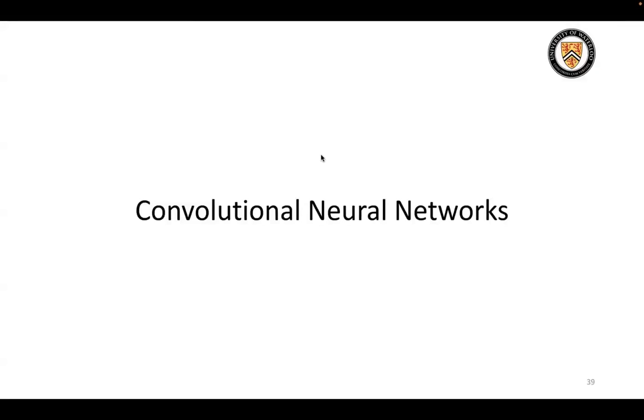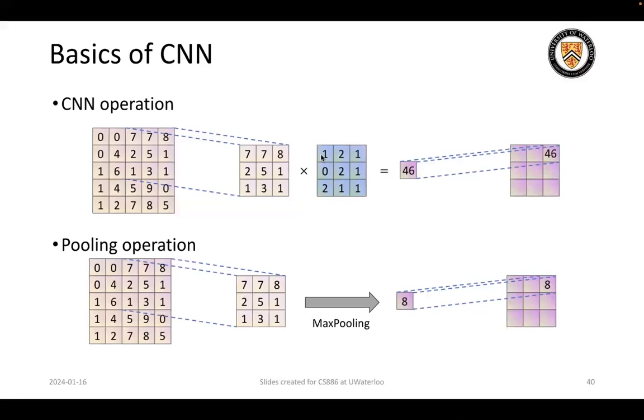Welcome back. For the second part of the lecture, let's talk about convolutional neural networks. First, let's look at the basics. For instance, let's look at an image of 5 by 5. Each value in this matrix represents the value of a pixel, for example, 0. Let's say we take a part of the image, 778, 251, 131. We multiply by a kernel of size 3 by 3. Let's say 121, 021, 211.